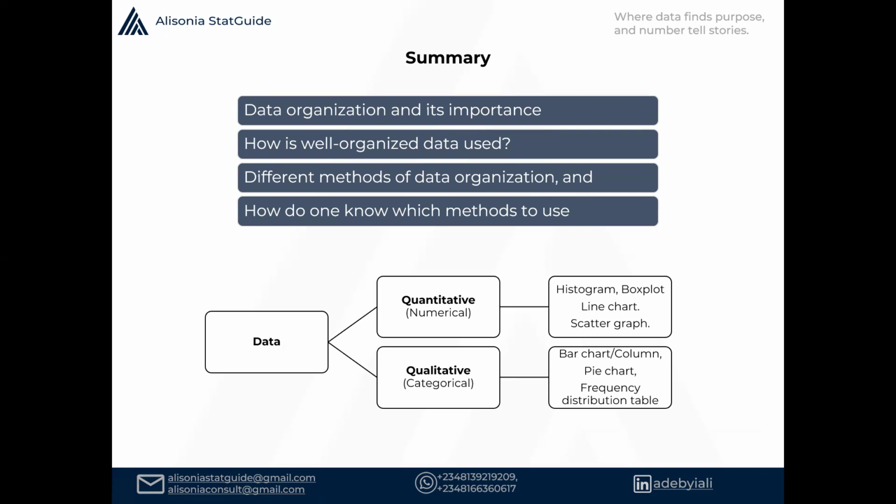We talked about different methods of data organization: frequency distribution table, bar chart, pie chart, which is also the same thing as a bar chart used as a column chart, then histogram, line chart, and scatter diagram to visualize the relationship between two variables. How do you know which method to use? That depends on the type of data you want to analyze. For quantitative, which is numeric, we use histogram, box plot, and line chart. For categorical, we use bar chart, pie chart, and so on.